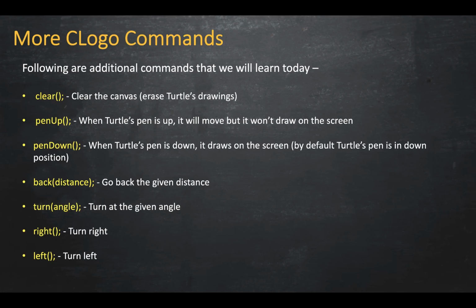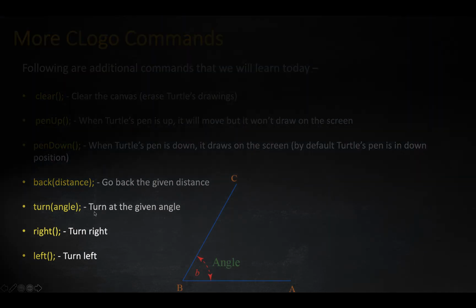Now let us learn 3 more commands and then we will do a quick exercise. So let's look at this command called turn. This command tells Turtle to turn by a given angle. There are 2 more commands, one called right and one called left. If we call the right command, Turtle turns right 90 degrees, and if we call the left command, Turtle turns left 90 degrees. So let's try these 3 turn commands.